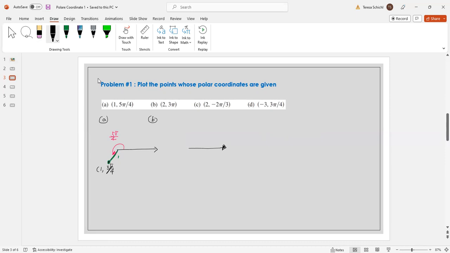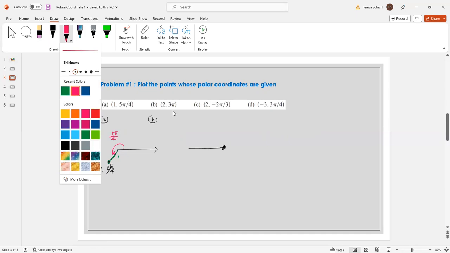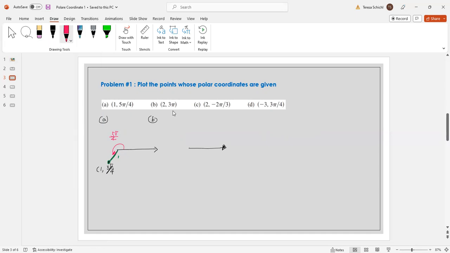I start here. And now I'm going to swing. So 3 pi. How do I get the 3 pi here? Take a look here. If you go, the whole circle is 2 pi. So I will go here, which is 3 pi.